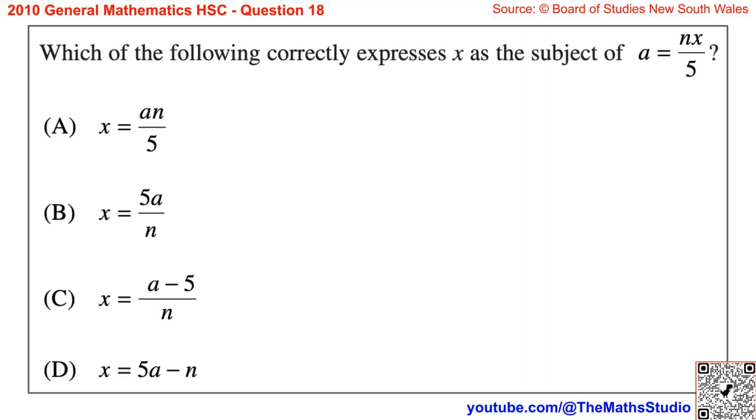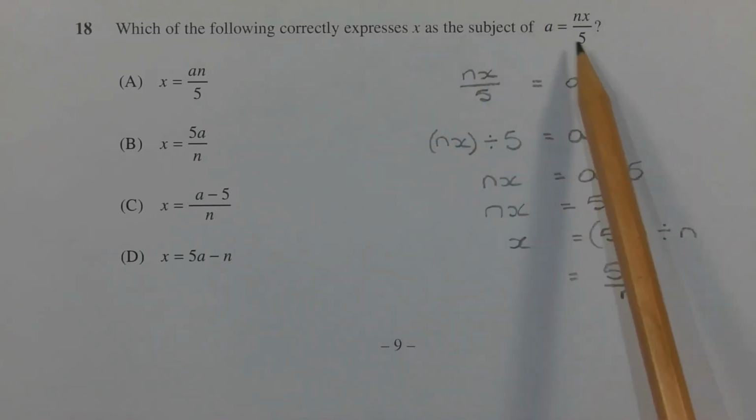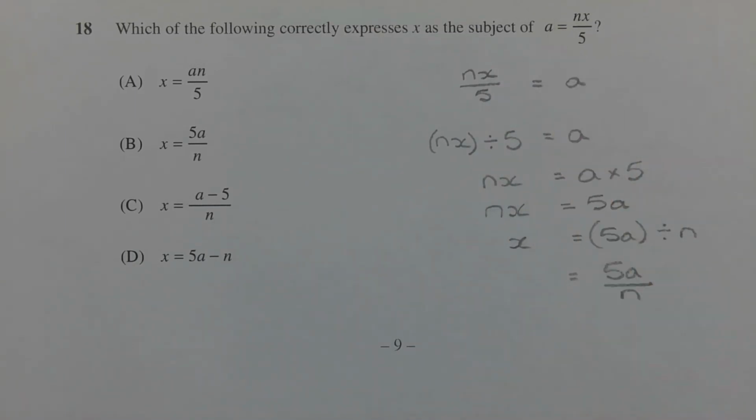Question 18. Which of the following correctly expresses x as the subject of a equals nx over 5? The question is asking us to express x as the subject of this equation. At the moment, a is the subject. That's the pronumeral that's on its own on the left-hand side.